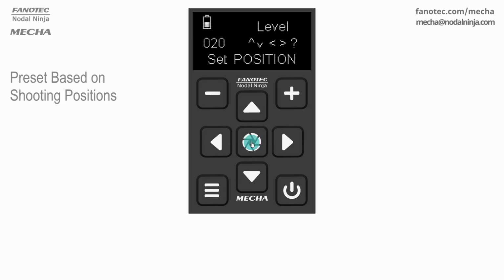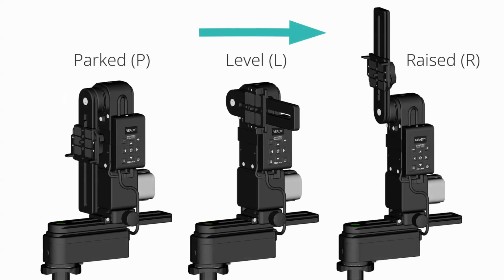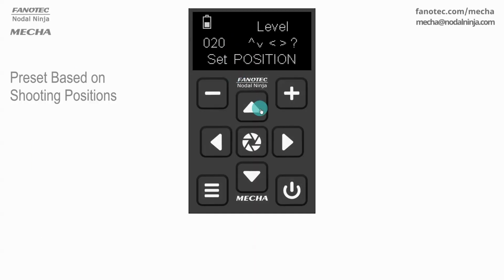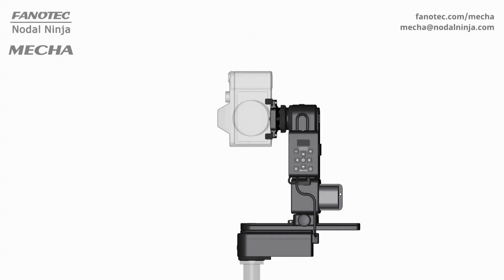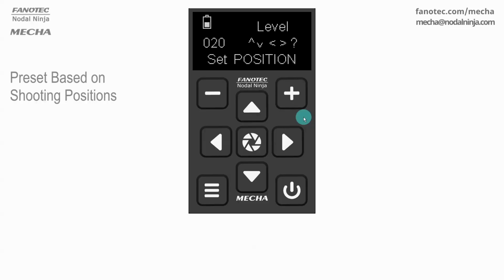When the OLED display shows Set Position, position the upper rail as set in the preset, horizontal, or level, in our case. If it is in the parked position, you can use the up and plus button combination to rotate it 90 degrees up. Press plus quickly after pressing up. You can omit this step if the upper rail is already in the required position. Just press the center button to confirm.